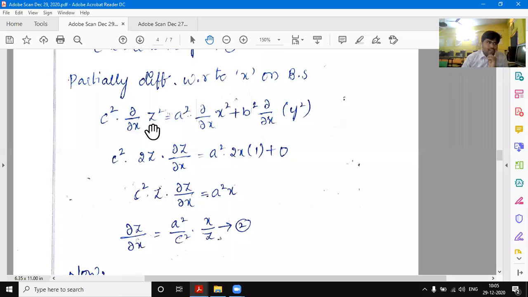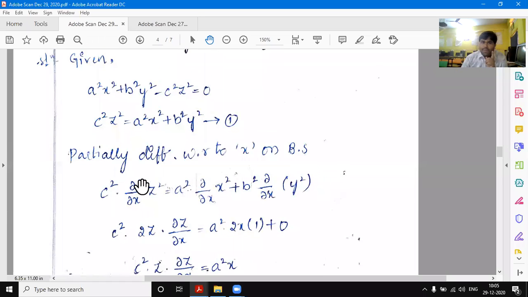In previous problems, I said many times that with respect to x, you treat z as a constant, and if you do partial differentiation to z, you make it 0. But in this problem, z contains x terms and y terms, so with respect to x, you have to partially differentiate z, and with respect to y also, because c square z square is equal to a square x square plus b square y square. z contains x terms and y terms.